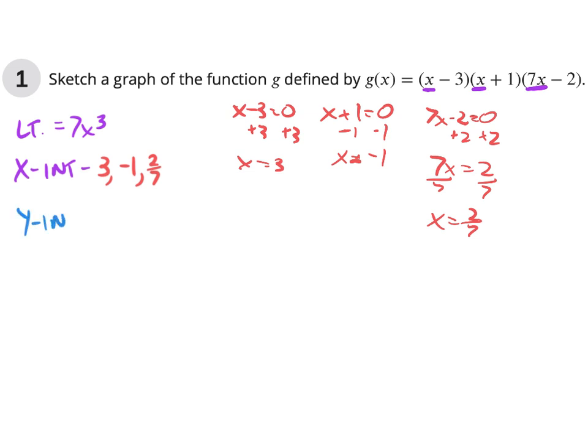So for the y-intercept, what we do is multiply the constants. -3, +1, and -2. -3 times -2 is 6. So our y-intercept is at +6. And now we are ready to finish our graph.